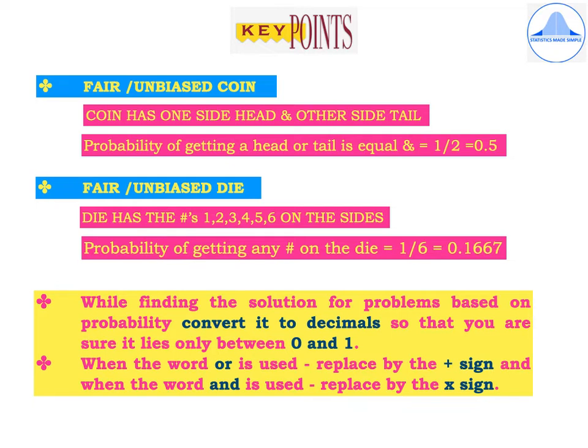Also, while finding the solution for problems based on probability, convert it to decimals so that you are sure that it lies only between 0 and 1. And when the word or is used, replace by the positive sign, and when the word and is used, replace by the multiplication sign. So these are very important points to keep in mind.